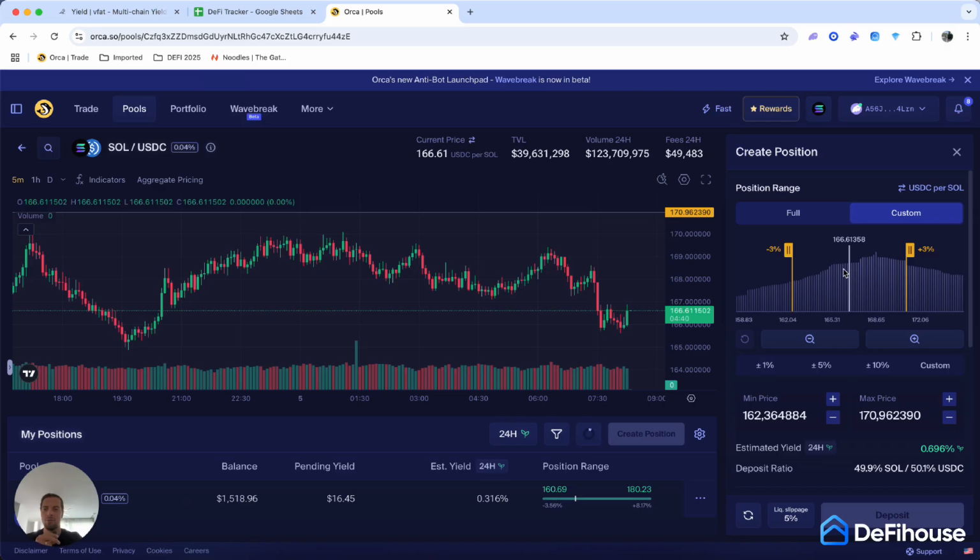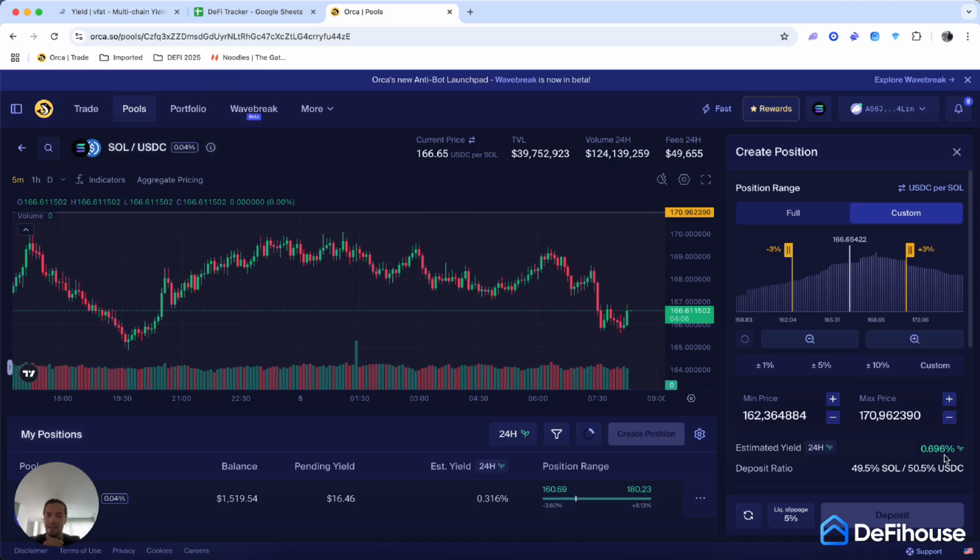As you can see, the current price is 166, and you are able to deploy your capital within your specified range. So for example, if we keep this range that Orca just suggested, which is 6% in total, 3% down, 3% up from the current price, which is 162 and 170, this would be the range. You would be earning about 0.69% per day, per 24 hours.